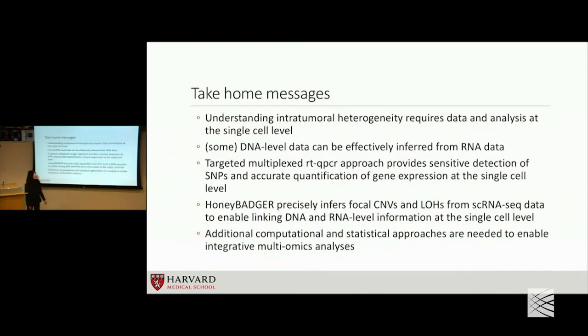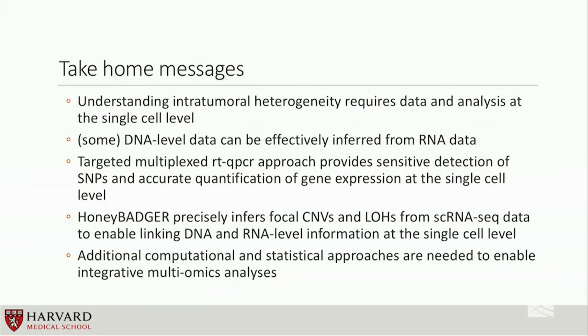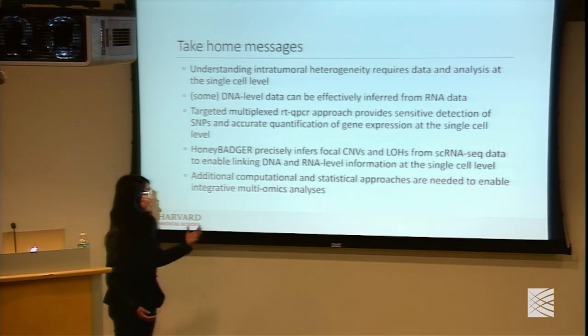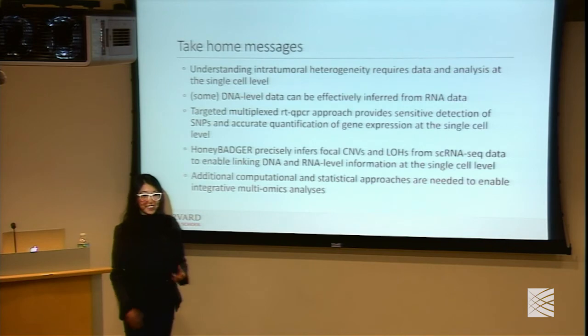So it looks like we have a few minutes left, but the take-home message really is that I think understanding intratumoral heterogeneity requires data and analyses to be done at the single cell level. Some DNA level information can be effectively inferred from RNA data. I showed with our work with Catherine Wu and Angela and Lili Wang and Cizi Zhang that we have a targeted multiplex RT-qPCR approach that sensitively and accurately detects SNPs and quantifies gene expression, but of course is targeted. So therefore, we had to develop a computational, unbiased approach called honey badger that infers copy number variations and LOHs from single-cell RNA-seq data to enable linking DNA and RNA-level information in a non-biased manner. And I think additional computational and statistical approaches are still needed to really enable this kind of integrative multi-omics analysis and try to understand intratumoral heterogeneity.